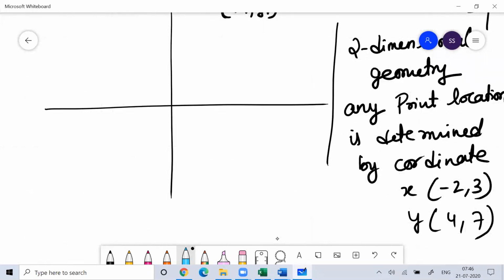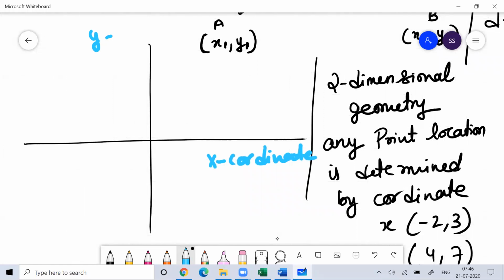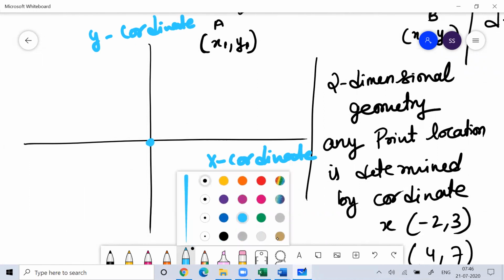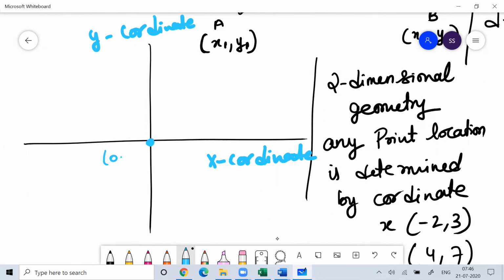This is called the x coordinate, and this is called the y coordinate. This is the origin, so your origin is 0, 0. Here all the positive values of x lie. Here the negative values of x lie. Here the positive values of y lie, and here the negative values of y lie.